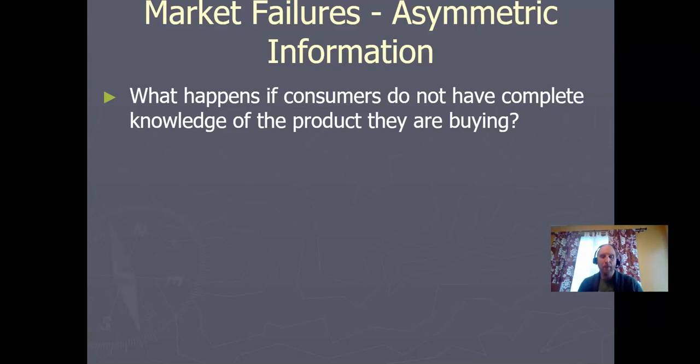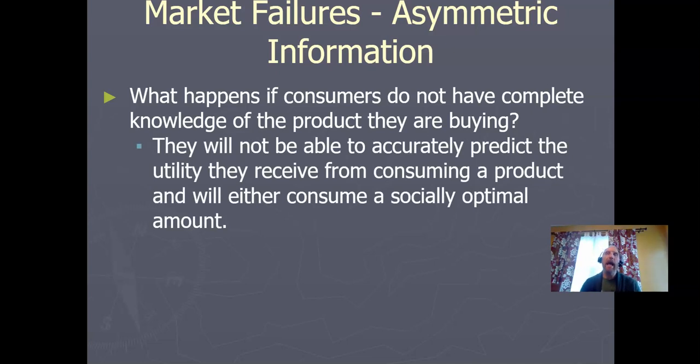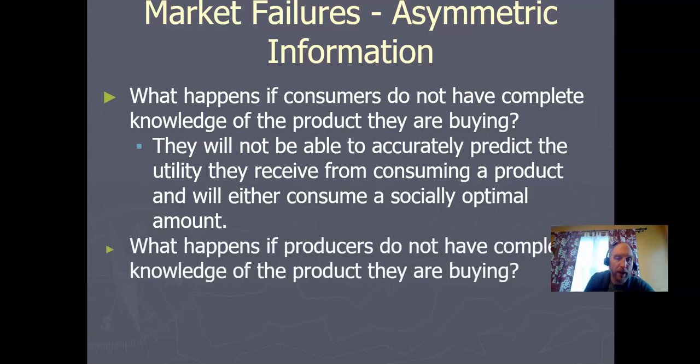All right. So what happens if a consumer does not have complete knowledge of the product that they are buying? They are not accurately able to understand or predict the utility that product will give them. That means they're either going to buy more of it than is socially optimal or less of it than is socially optimal, because consumer demand is all based on utility. Well, mostly based on utility. A consumer demands products because they get some sort of benefit from a product.